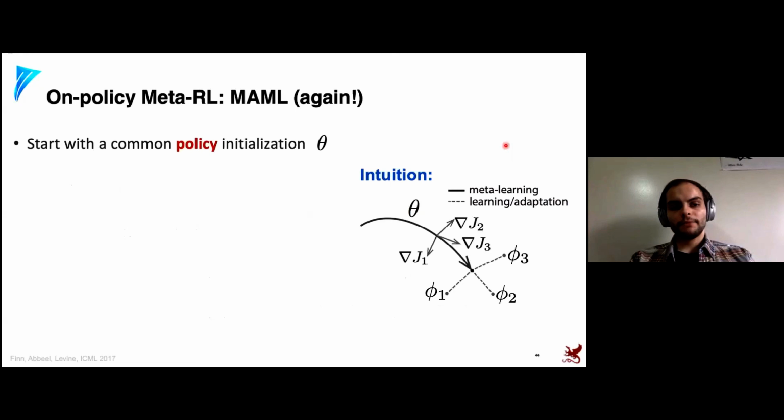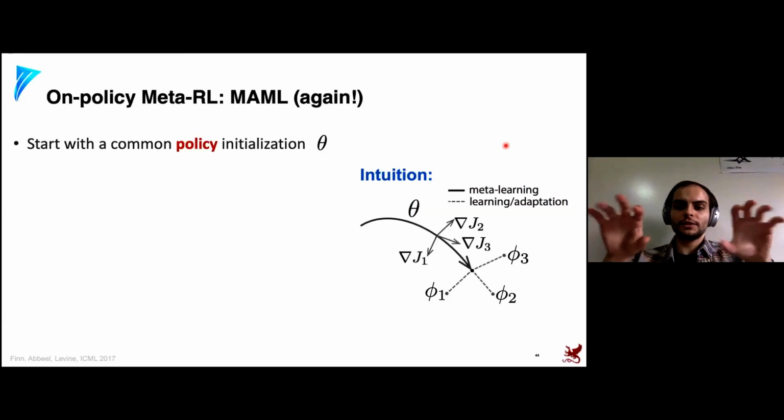Now, if you want to do on-policy meta-RL, we can do MAML again, because MAML is pretty model agnostic. It doesn't really care what kind of loss you use or where the gradients are coming from. As long as you have the loss, the gradients, and two separate data sets, you can do MAML.